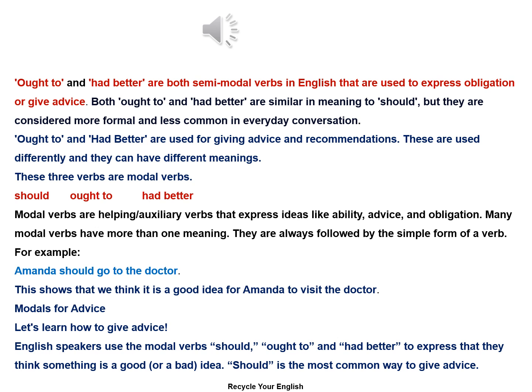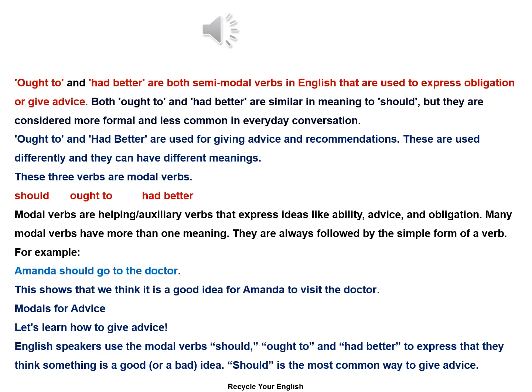Ought to and had better are both semi-modal verbs in English that are used to express obligation or give advice. Both ought to and had better are similar in meaning to should, but they are considered more formal and less common in everyday conversation. Ought to and had better are used for giving advice and recommendations. These are used differently and they can have different meanings.